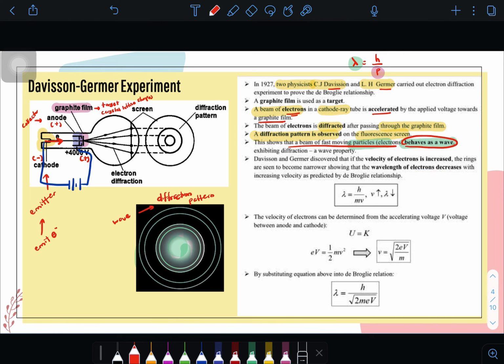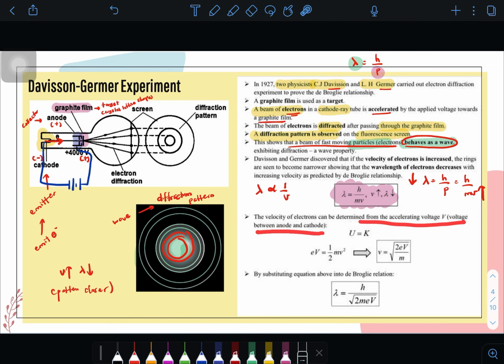Okay, because of this equation, de Broglie equation. Sebab de Broglie kata lambda is equals to h over mv. So we know that lambda is inversely proportional to velocity. Okay, so the velocity of electron can be determined from accelerating voltage between anode and cathode. Sebab dia ada accelerating voltage dekat sini. So accelerating voltage maksudnya semakin tinggi voltage, semakin laju elektron bergerak.